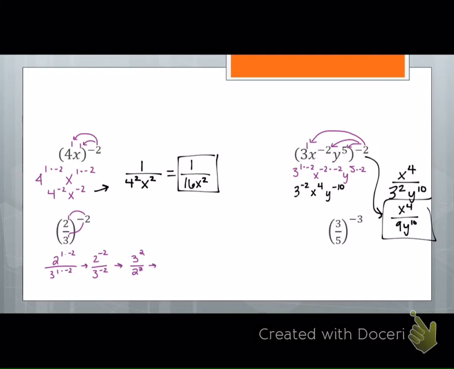3 squared is? 9. 2 squared is? So, if it starts in the numerator, it moves to the denominator if it's negative. If it starts in the denominator and is negative, it moves up to the numerator, so that's why those ones both switch. Do you guys see that?